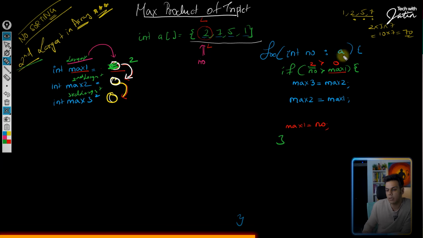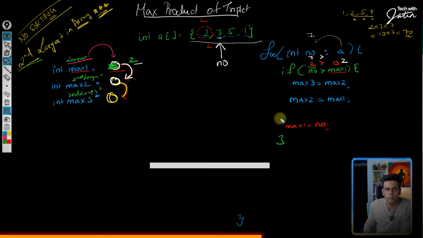Now, what is going to happen? The array is going to give me the next number. What is the next number? 7. So number is going to have 7. We can rub this out and number will start pointing to 7. Again, cross check: if number greater than max1, what is number? 7. Is 7 greater than max1? What is max1? Max1 is 2. 7 greater than 2? Yes. So I found a number which is greater than my current max1, the current largest number.